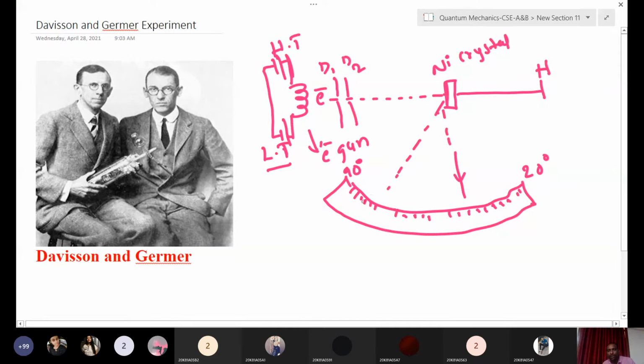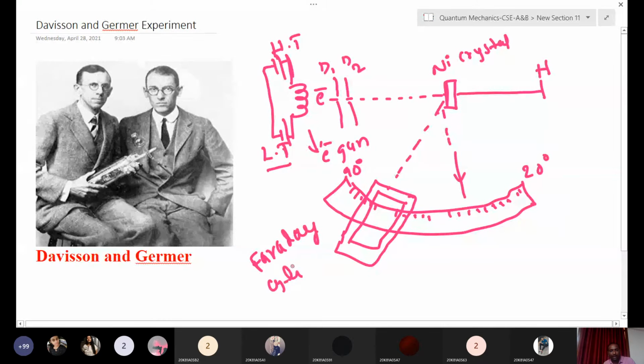Here you have a Faraday cylinder, a double walled Faraday cylinder. Two walls are there. This is what we call a Faraday cylinder, and this cylinder is connected to a galvanometer. What is the use of the galvanometer?